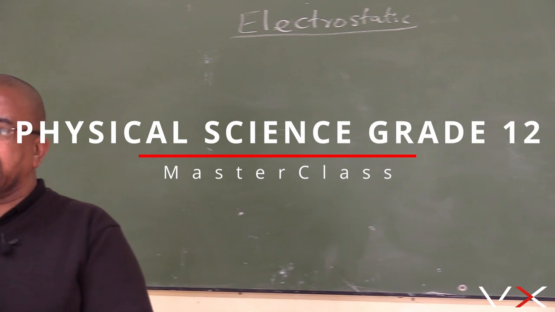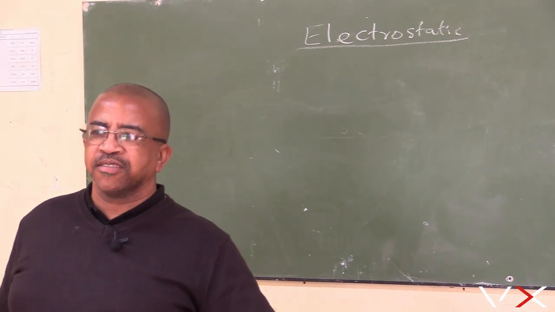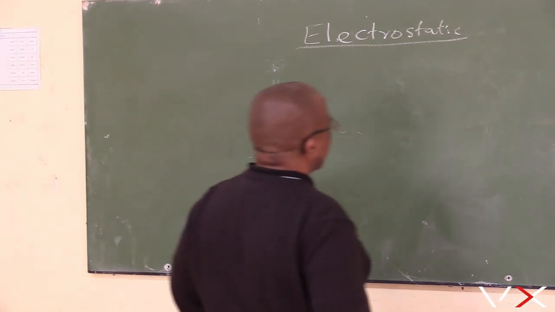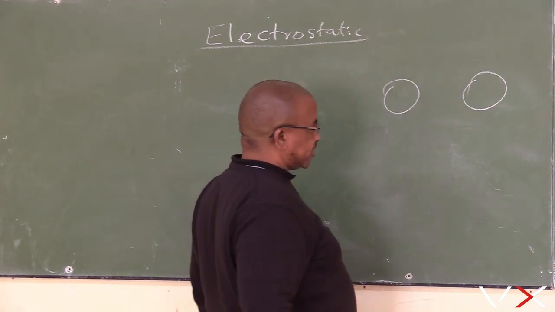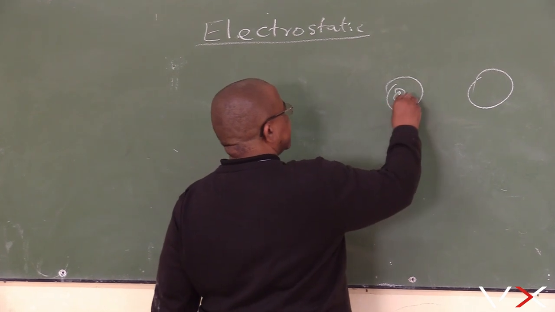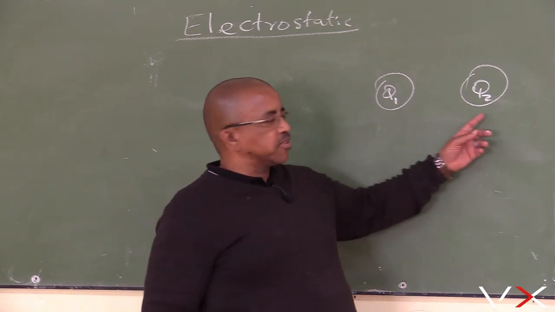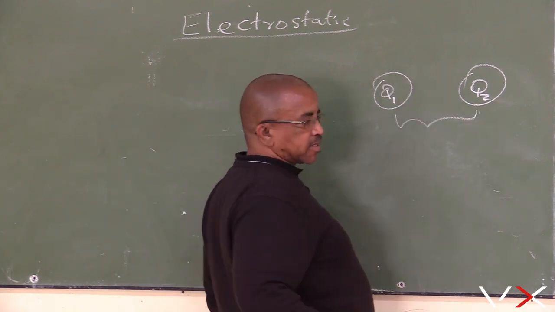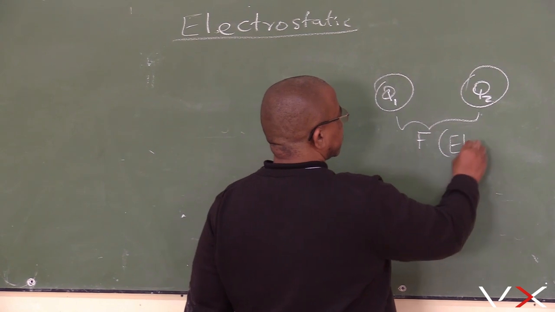Now, the forces between the charges, in electrostatics. If you have two bodies of equal size, two metal spheres of equal size, having charges, we say Q1 and Q2, these are the charges. The force that is exerted between the two charges is known as the electrostatic force.